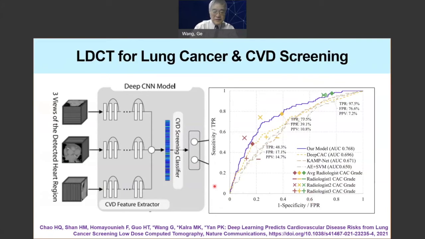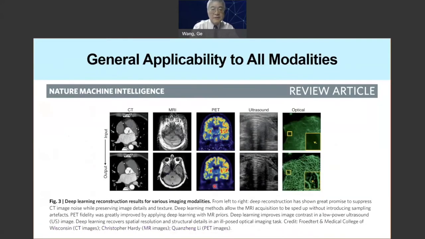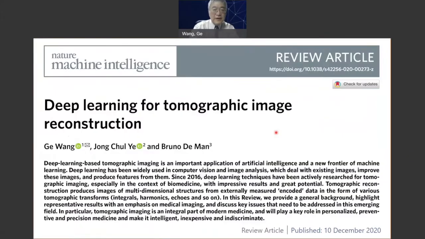So that is to say, with deep learning, low-dose CT could be used for dual screening of both lung cancer and cardiovascular disease. Although the above three examples are all on X-ray CT, I want to say the deep tomographic results are also promising for other imaging modalities, including MRI, nuclear tomography, ultrasound, and optical imaging. If you are interested in more detail, you can take a look at this review paper. And we cited many references.